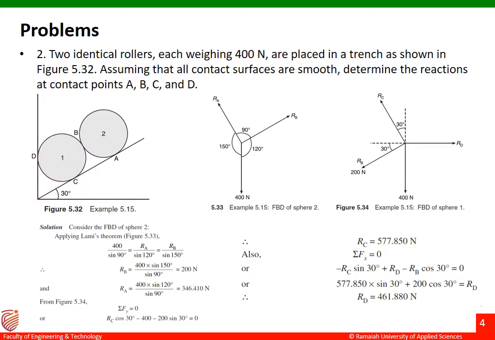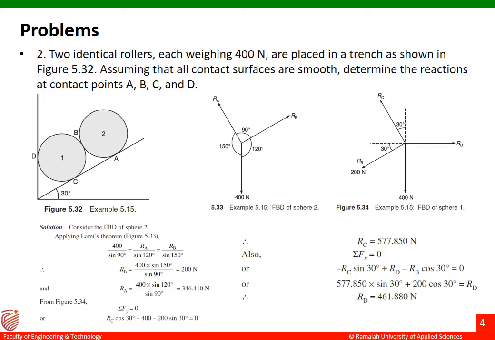Now we have two free body diagrams, that is the free body diagram at sphere 2 and the free body diagram at sphere 1. In these two free body diagrams, we have to see for which we can apply Lami's theorem. By seeing these two figures, we can tell that at sphere 2 we can apply Lami's theorem. Why? Because there are totally three forces over there. Fine. So consider the free body diagram of sphere 2.